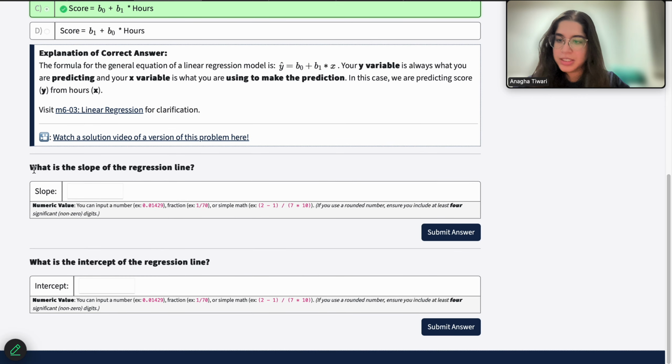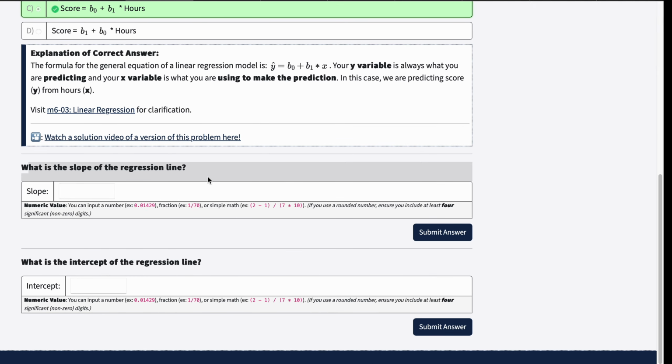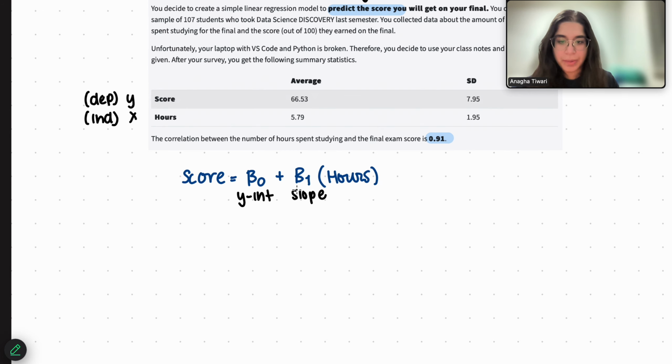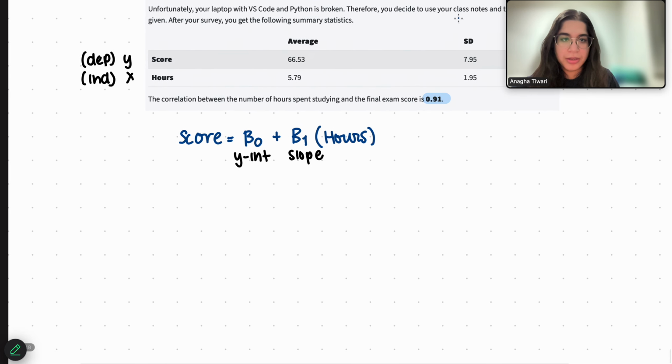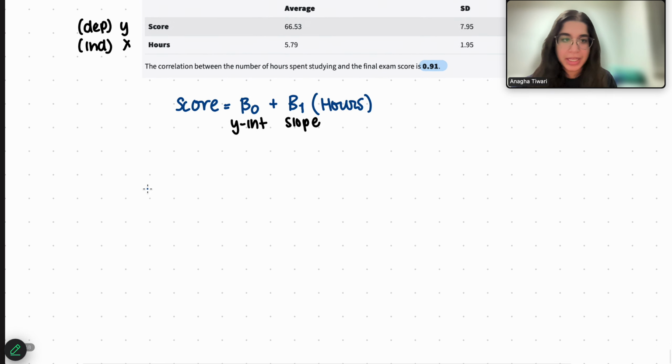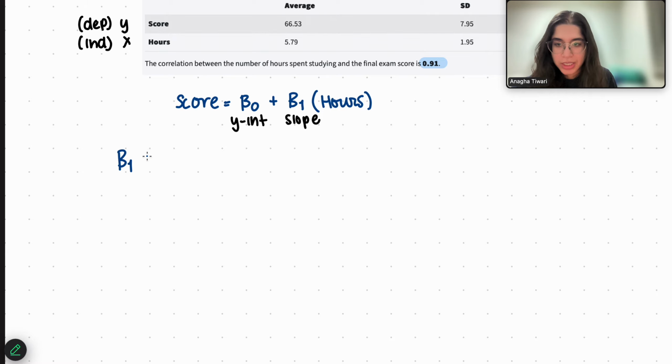So now it says, what is the slope of the regression line, right? So we want to calculate the slope and the intercept. So we're going to calculate beta 1 first and then beta 0, right? To calculate beta 1, the formula for this is basically R, the correlation coefficient, times the standard deviation of your y variable divided by the standard deviation of your x variable, right? This is all given in the question.